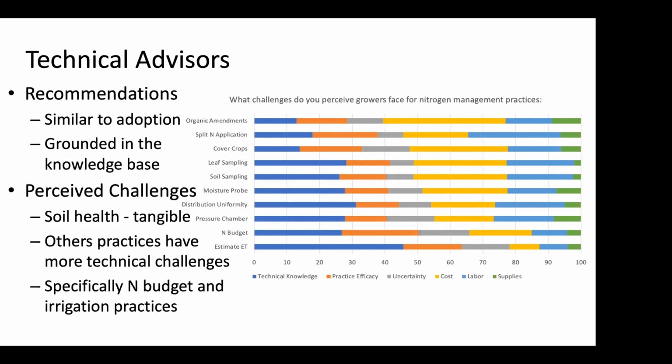But what we did see is that some of the other practices, as I alluded to, have more technical challenges, specifically when it comes to the nitrogen budget and the irrigation practices. So in those areas, we see a larger dominant response for technical knowledge, efficacy, and uncertainty. So just keep in mind that there is this balance between different types of practices in the perception of the challenge associated with them. Some of them have more to do with technical knowledge type questions and issues that need to be worked out, and some of them could be more tangible, like an economic issue. And so teasing those out for us was a good lesson learned.